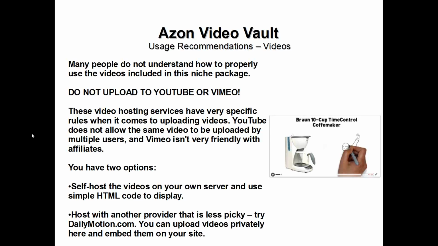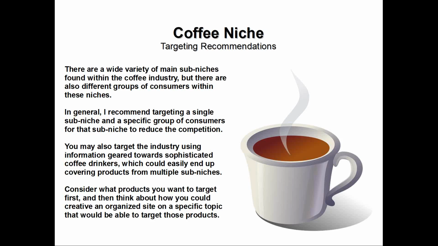In general, I recommend targeting a single sub-niche and a specific group of consumers for that sub-niche to help reduce the competition. So this might be your average home coffee drinkers, and maybe you're targeting a very specific type of coffee maker. Maybe you're targeting percolators, people that want to use one for when they go camping, for example. That's a highly focused sub-niche to select. You're not targeting coffee. You're targeting average home coffee drinkers that are looking to brew coffee when they're out camping.